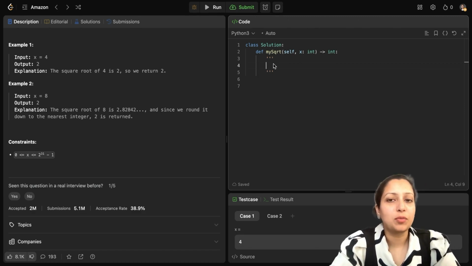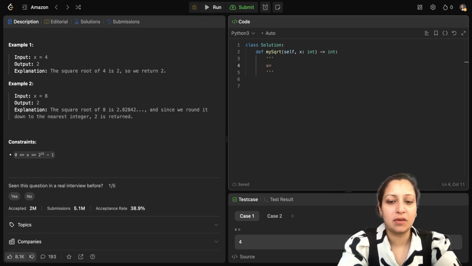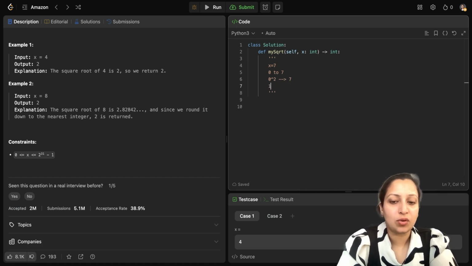Now the brute force approach for solving this question would be, suppose you have been given x equal to 7. In that case, to search for the square root of 7 or the nearest integer to the square root of 7, we might choose to go from 0 to 7 and run a loop and check if the square of 0 is actually 7. Then we check the square of 1, then the square of 2, and so on.